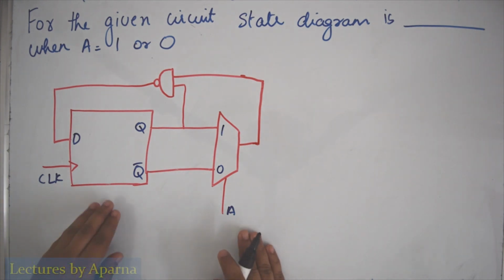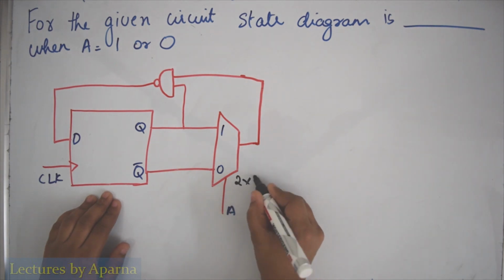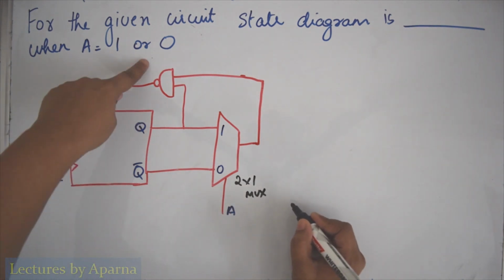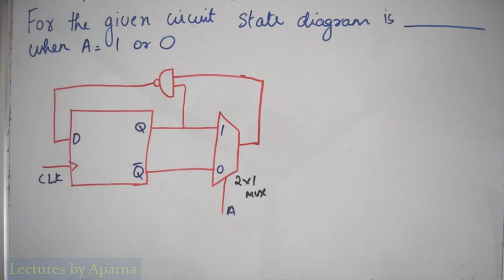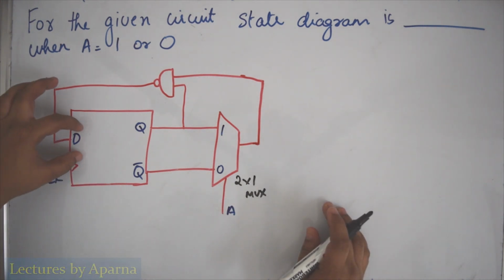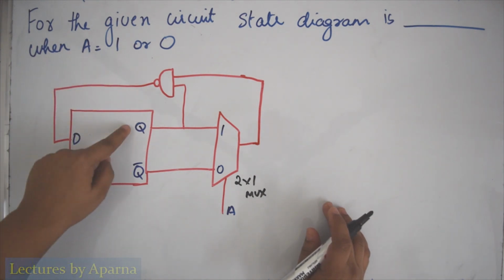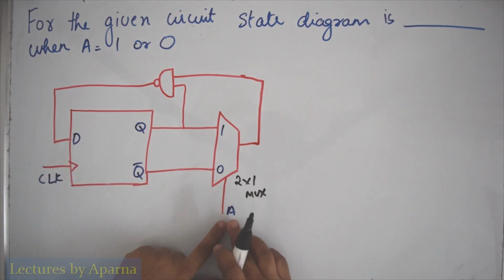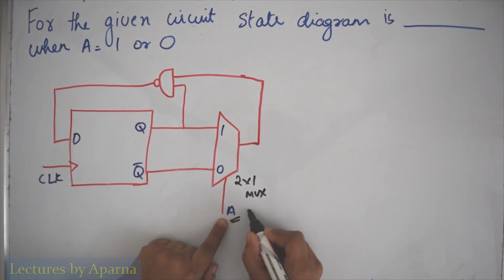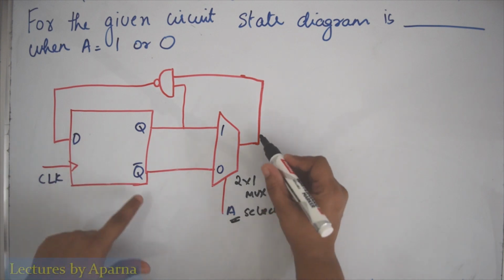So this circuit is having a D flip-flop connected to a 2x1 multiplexer, 2x1 mux, and this is a NAND gate. So what is happening here is that when a clock pulse comes, the data that is present in this D input will come at Q and accordingly at Q bar. Depending on the value of A, which is the select line, so depending on whether A is 0 or 1, this Q or Q bar will appear at the output.